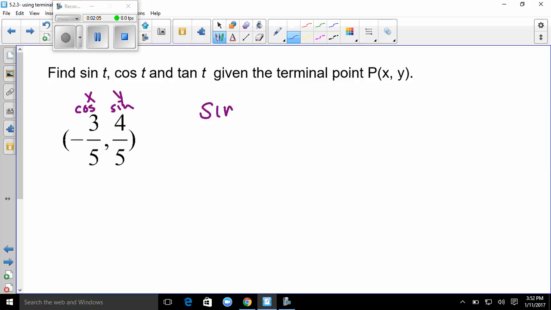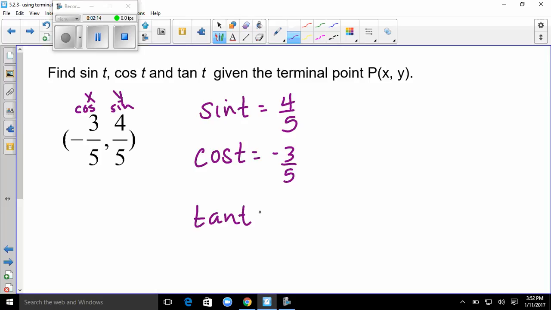So sine of t is 4/5. Cosine of t is negative 3/5. And then tangent of t is the one we're going to have to do some work for, because it's y over x, or sine over cosine. So it's 4/5 over negative 3/5. So that's 4/5 times the reciprocal, negative 5/3. 5's cancel. So it's negative 4/3. Boom.